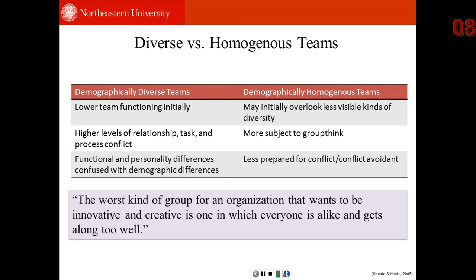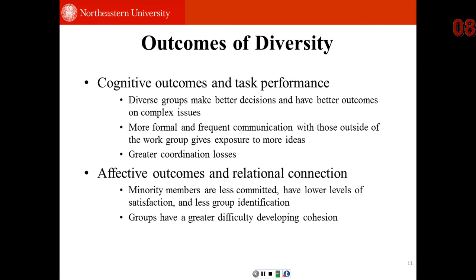I thought that was an interesting quote because you don't want animosity or too much conflict, but you want a little bit because you want someone to kind of question, why do you feel a certain way? Is that going to influence someone a certain way? That has benefits and advantages as well. Outcomes of diversity, cognitive outcomes in task performance, effective outcomes in relational connection. I think you all can take a look at this slide and really think through some of the stuff that may or may not be true.